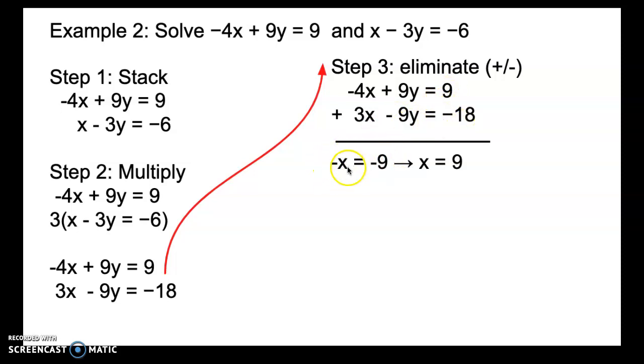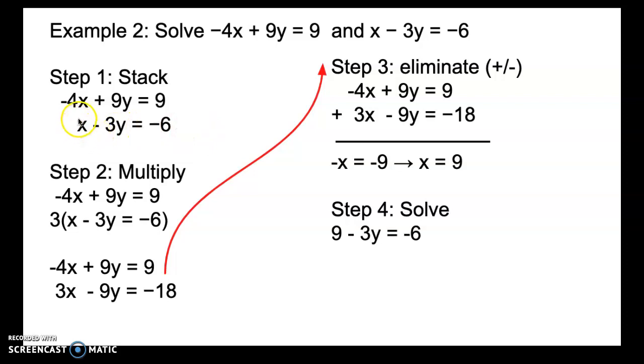And if I want to solve for my x, I'm going to divide by negative 1 on both sides. And x is 9. So now our last step here is to put in x is 9 to one of these equations to find y. And I'm going to use the second equation just because the numbers are smaller. Again, it doesn't matter which one you use.